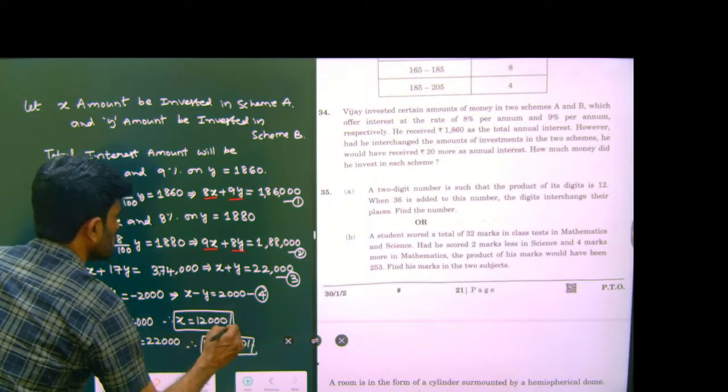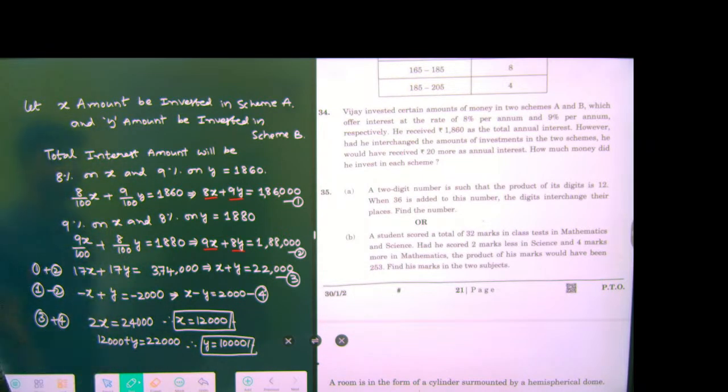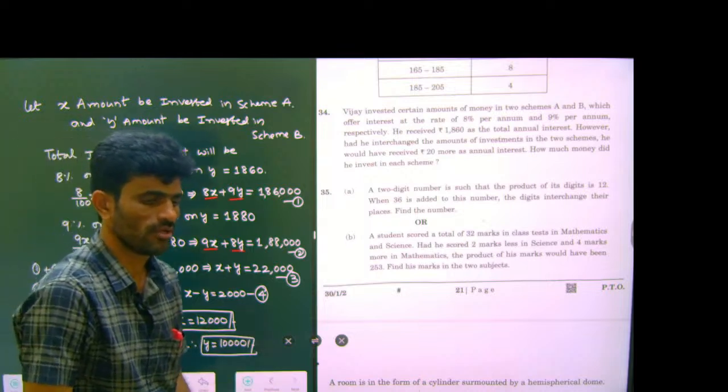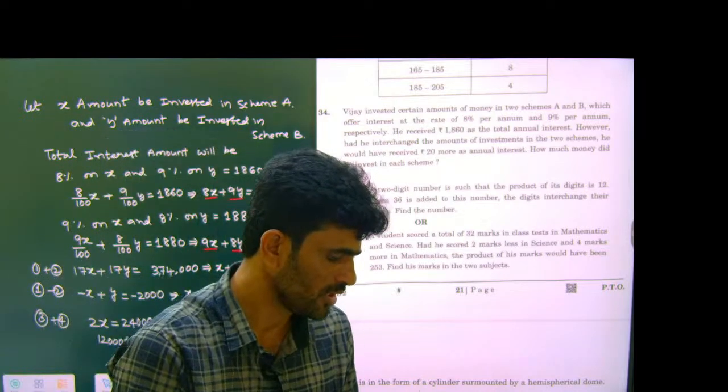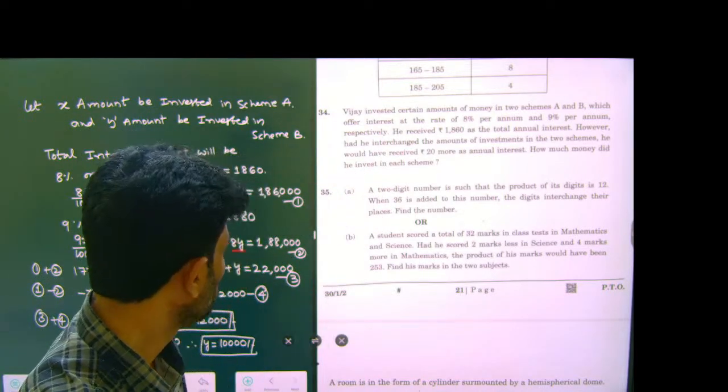Rupees 10,000. This is rupees 12,000. This is a 5 marks question. Hope you all understood. I heard some of the students have made mistakes in this.